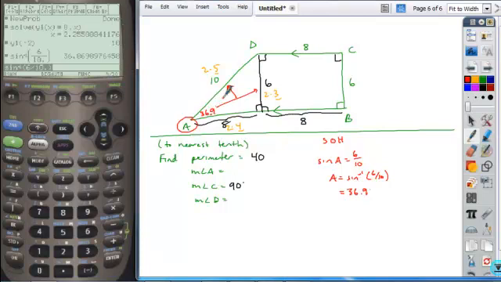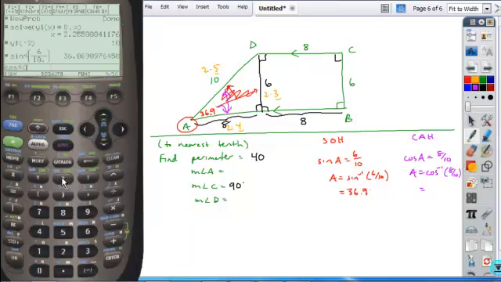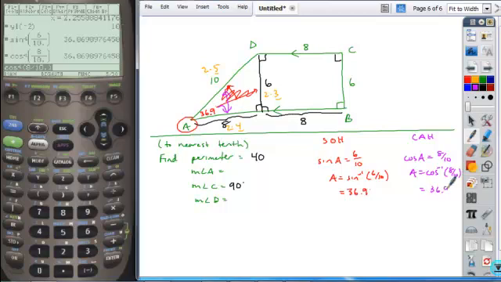Now, what I want to show you is, what if instead of using 6 and 10, you wanted to use 8 and 10? If you used adjacent and hypotenuse, which trig ratio would that be? Cosine. So you could have said that the cosine of A is equal to 8 over 10, which means A is going to equal the inverse cosine of that ratio. If we took the inverse cosine of 8 over 10, put it in decimals, we get the same exact answer. It's still going to be 36.9.